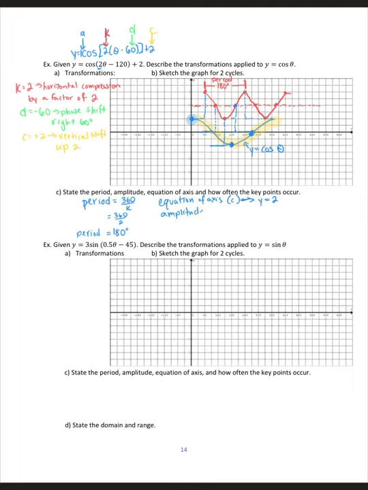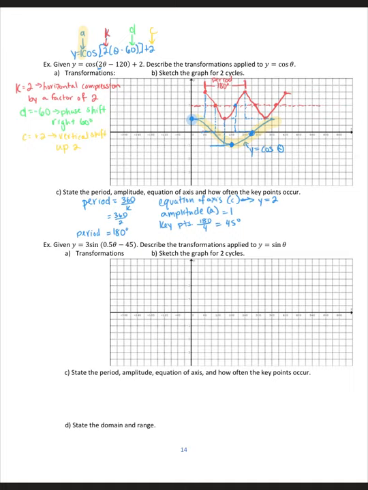Our amplitude is just our a value from our equation. And you can see I highlighted up here. We didn't have a coefficient, so I just wrote in a 1 because that's what's implied when we don't have a coefficient. So that is our a value. So that means that's also going to be our amplitude. And then how often do the key points occur? Remember, we need 4 of them. So we're going to take our period and divide it by 4, which equals 45 degrees. So key points occur every 45 degrees.